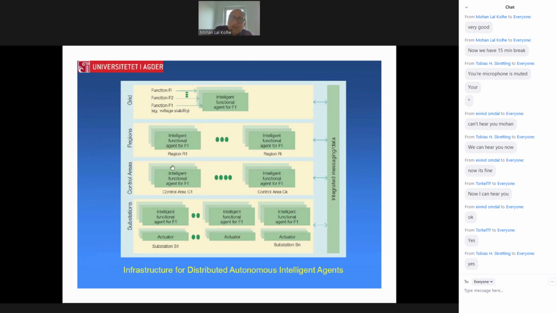Then if you go to the upper layer above the control area, we are going to have the regional area. Let's say this is the region R1, for example. Similarly here also there is going to be a lot of functional agents, and these functional agents are going to get the information from the control area C1, and the control area C1 is going to get the information from the substation area. Then on top of that, we are going to have the main grid. The main grid is also going to have many functions, and for each function, functional agents will be there.